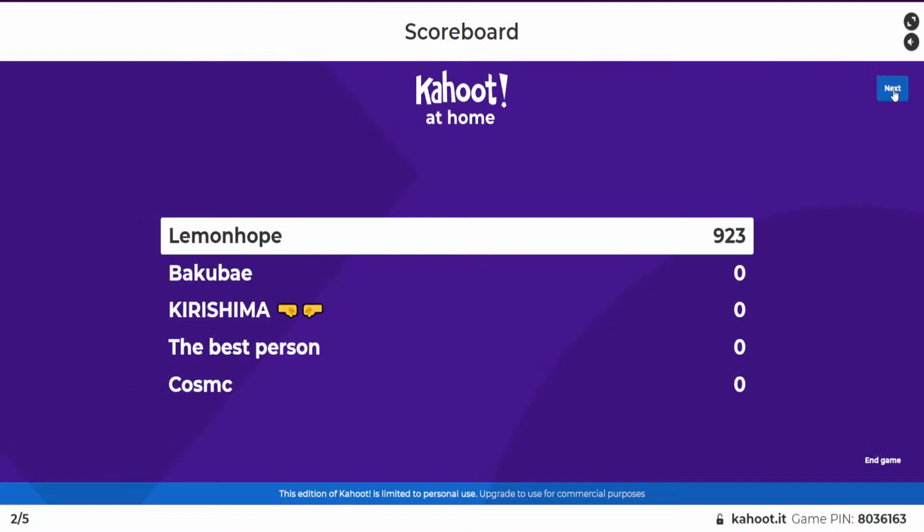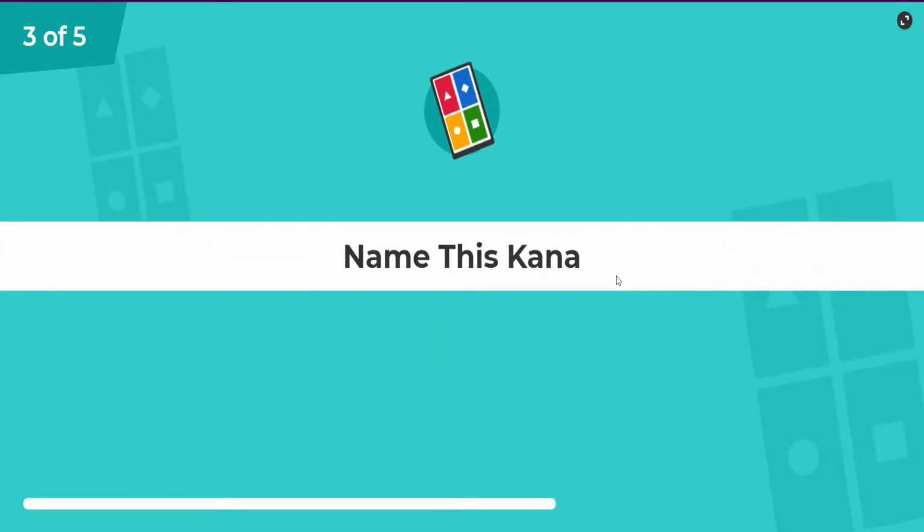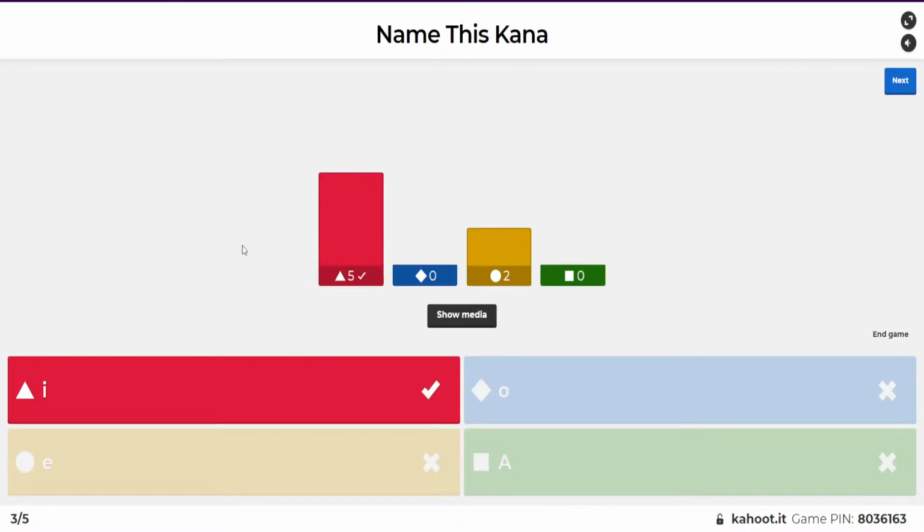Alright. Lemon Hope, you're killing it. You'll know if it's A. Okay, what is this? Is it E, O, E, or A? It looks like two eels, if you ask me. Hey, there we go. That's a lot better. 5 of you get it right. Nice, nice.